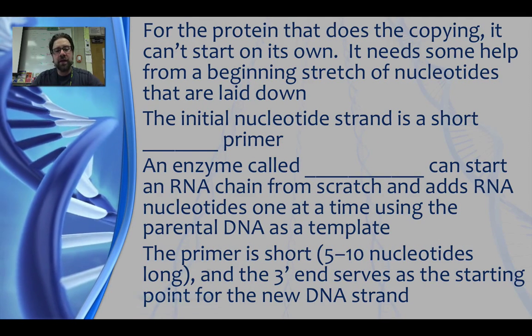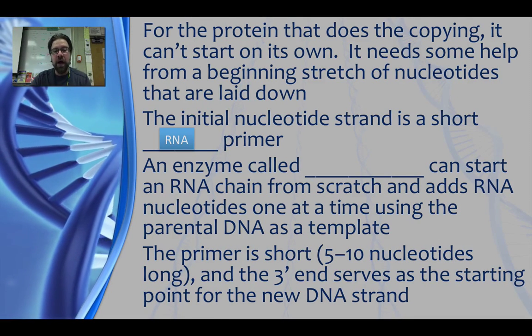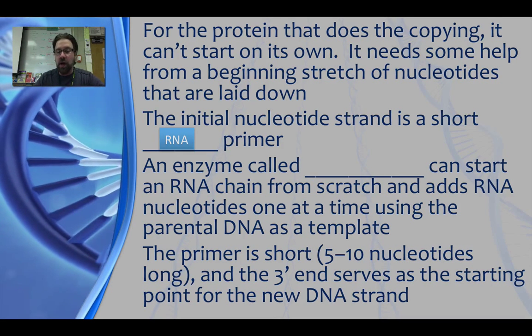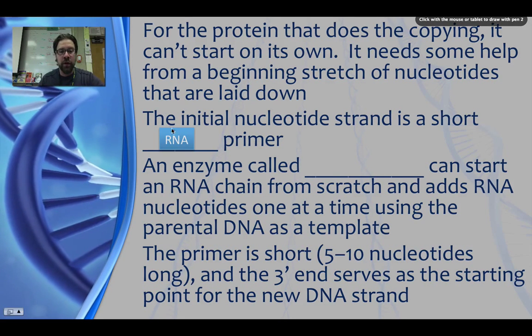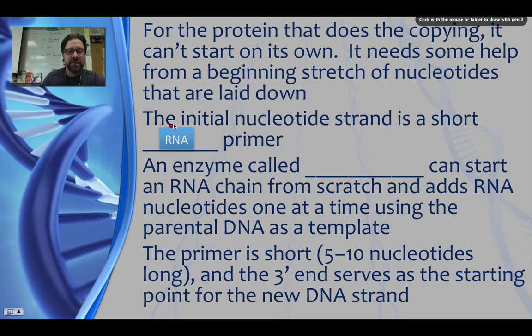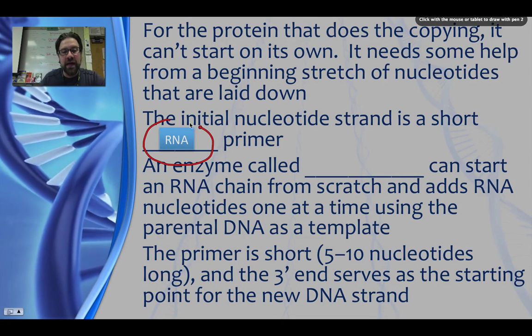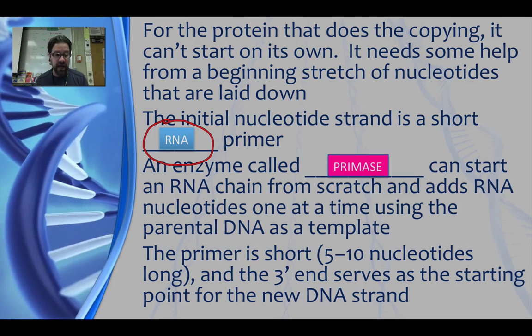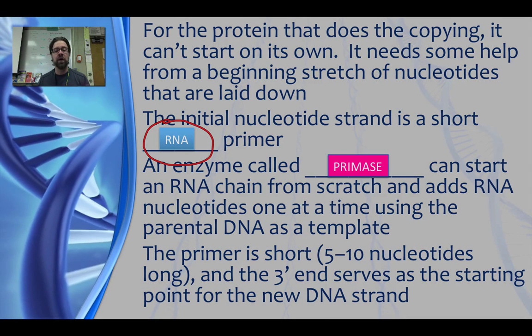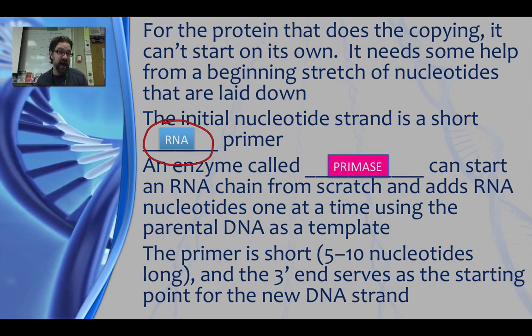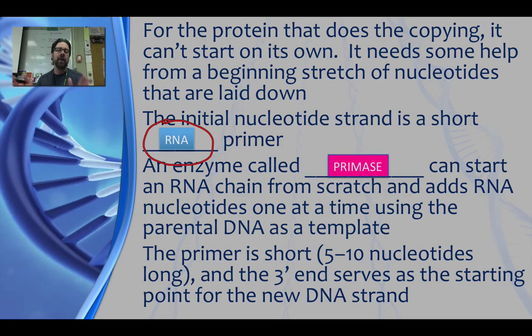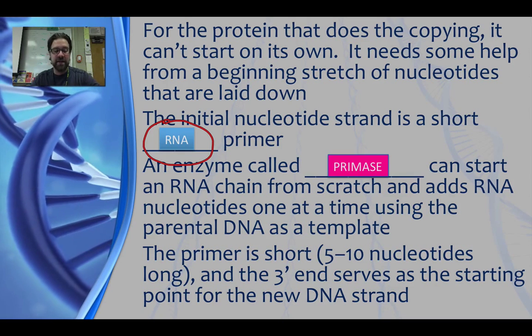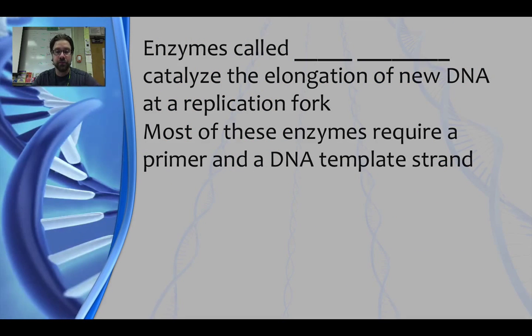So it's called primase, and what it's going to lay down is an RNA primer, as we said before. So instead of A's, T's, G's, and C's, it's going to lay down A's, U's, G's, and C's. It can start the RNA chain from scratch, and it's going to add those nucleotides one at a time until it reaches about 5 to 10 of them. Then you have a proper starting point for the next big enzyme that's going to do most of the work.